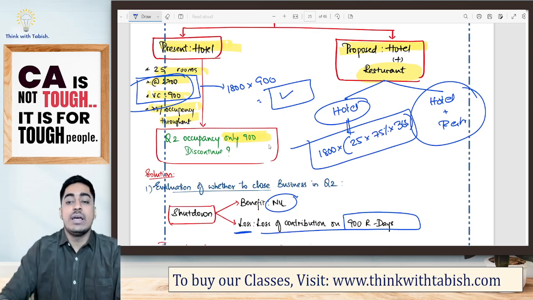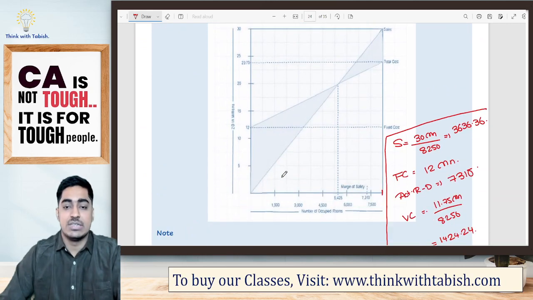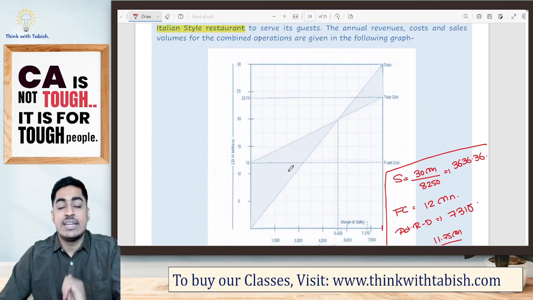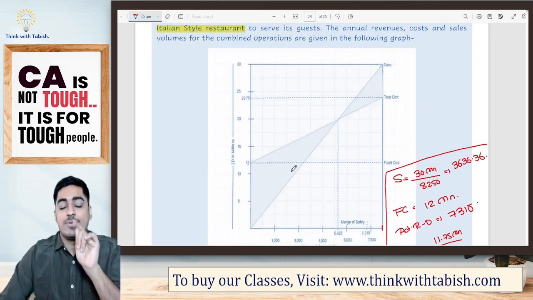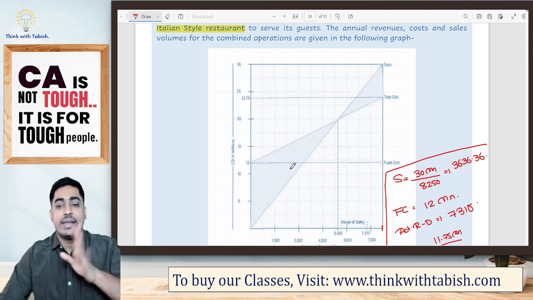Now, if I am opening a hotel plus restaurant, what is going to happen? Everyone pay attention. They have not given us the data directly. They have given it to us in the form of this chart. This is the beauty of the question. From this, I have to pick my data.